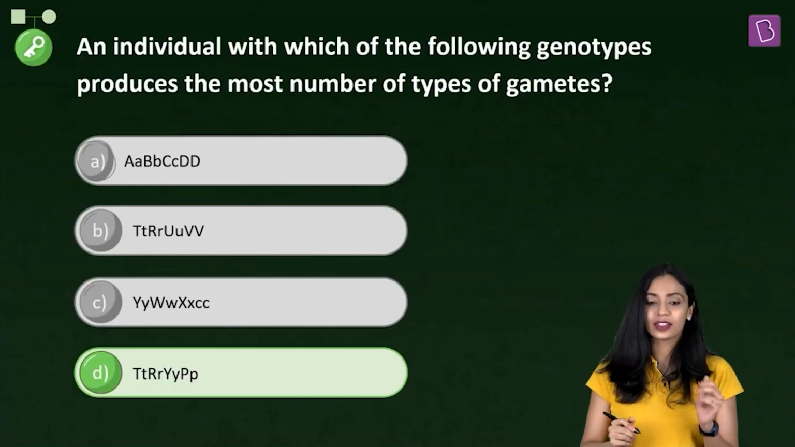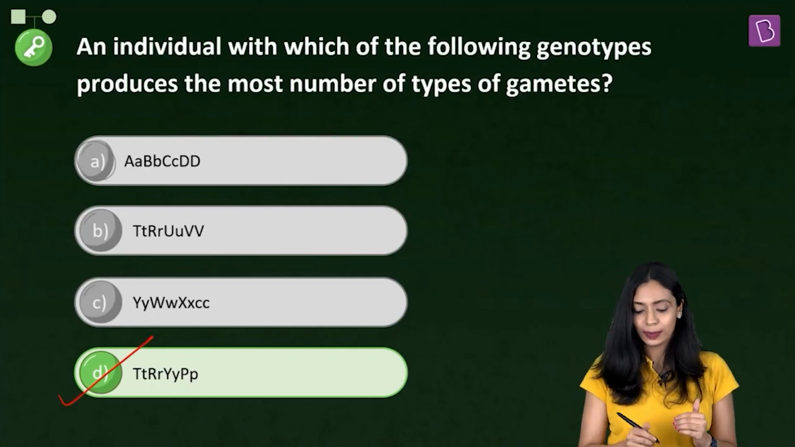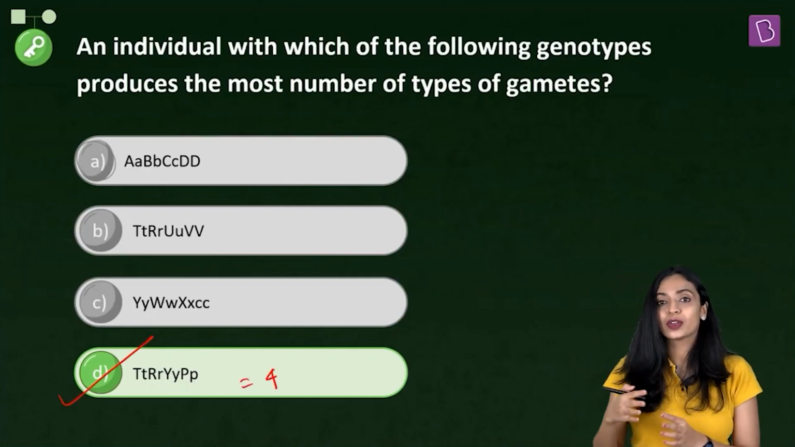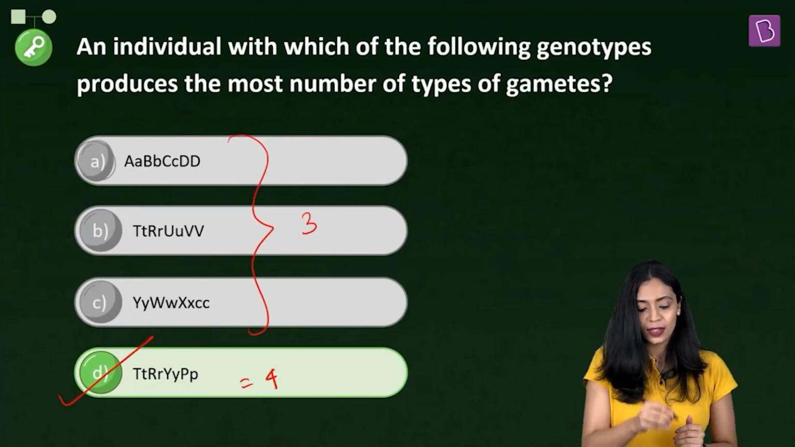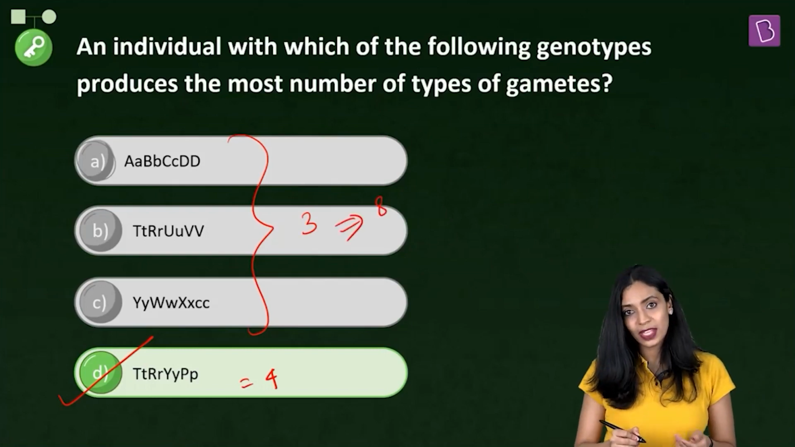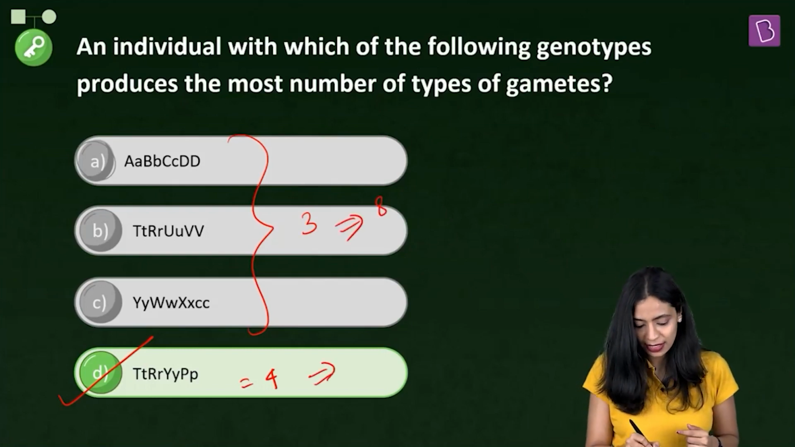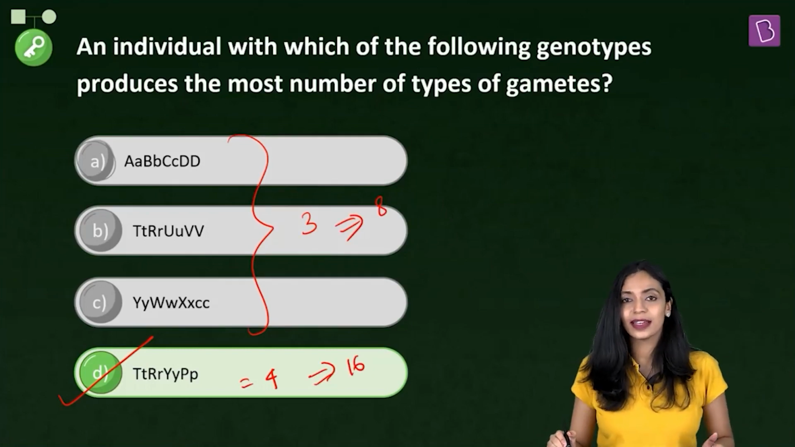Okay, so the correct answer to our question here would be option D. This is the genotype that has 4 heterozygous genes, whereas in the rest you find only 3 heterozygous genes. So in options A, B and C, we can only get 8 different types of gametes, whereas in option D, you can get 16 different types of gametes. Therefore, the correct answer to our question here is option D.